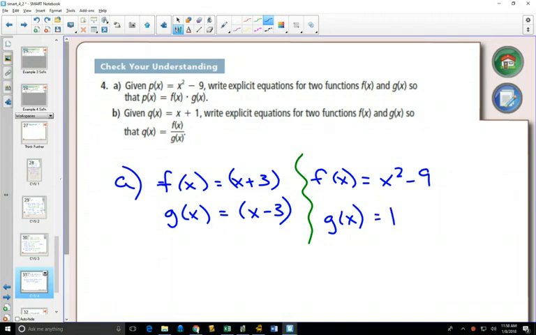You do 2x squared minus 18 and then a half. You could. I mean, there's a bunch of different answers that would work. Same thing for b.